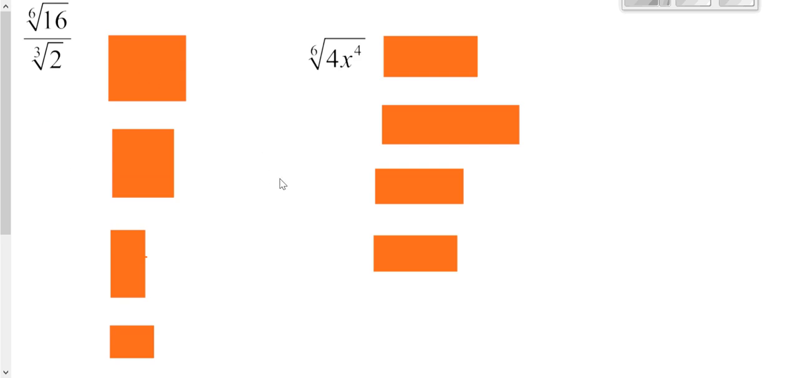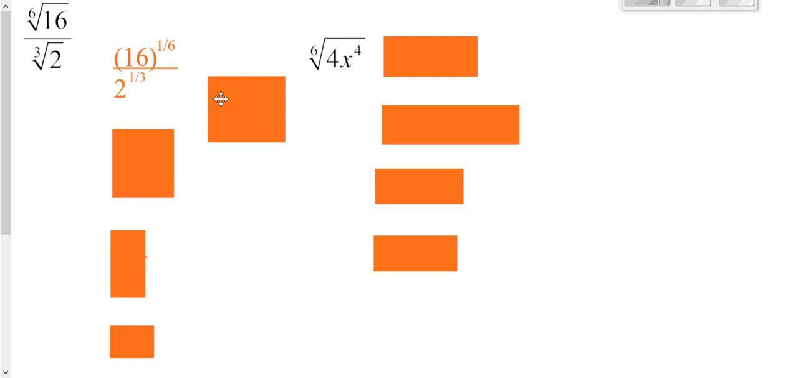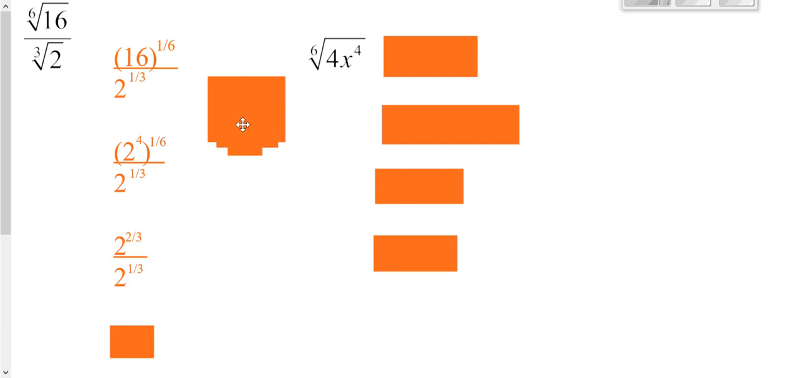Here, there's not a whole lot we can probably do because our roots are different. However, you might want to think about them as fractional exponents. You should remember that 16 is really 2 to the 4th. So now on top you have an exponent raised to an exponent. You should remember when you have an exponent raised to an exponent, you multiply your exponents and you get 2/3.